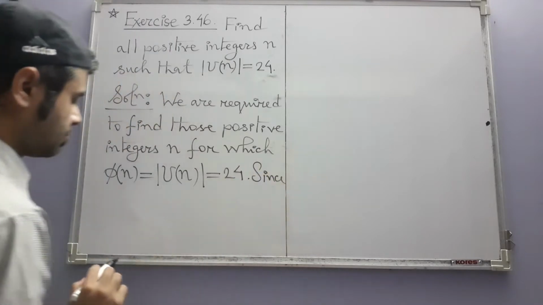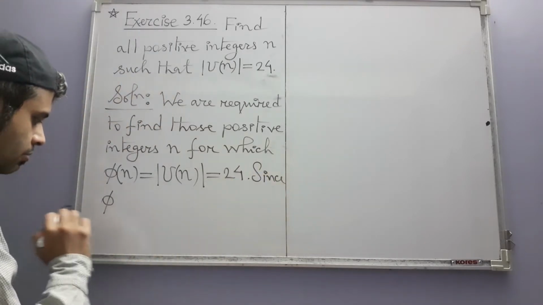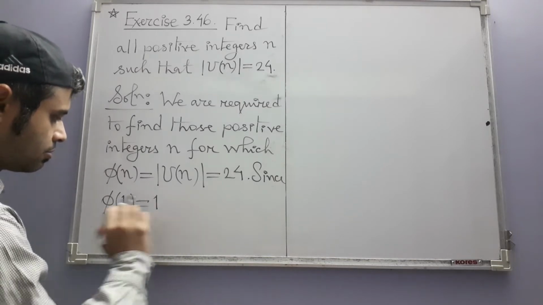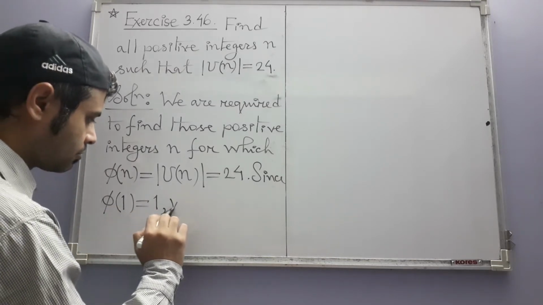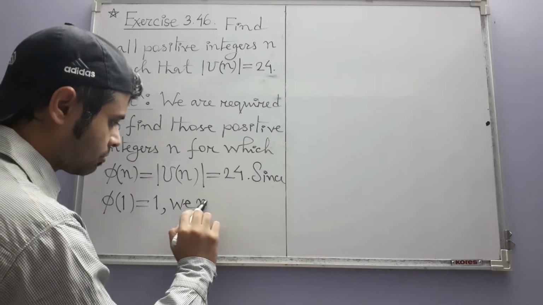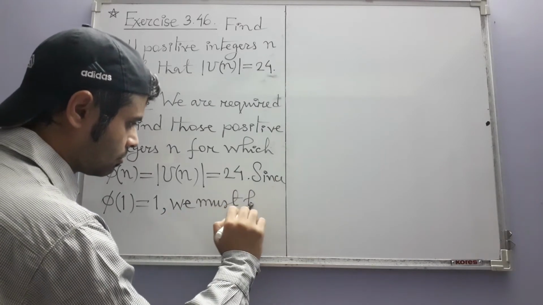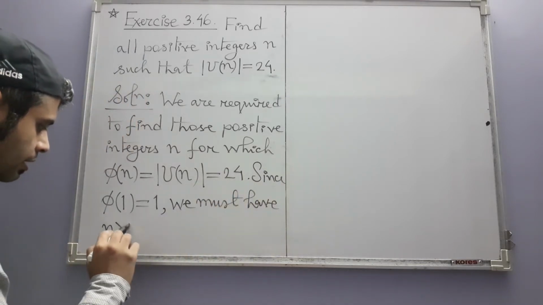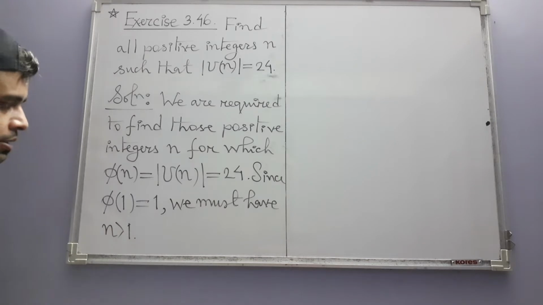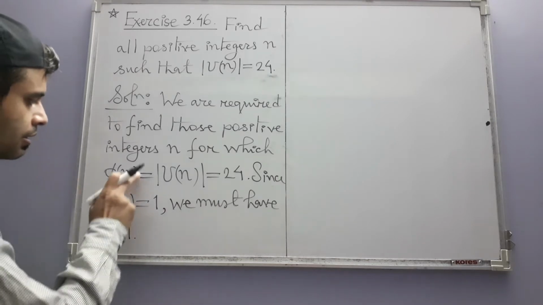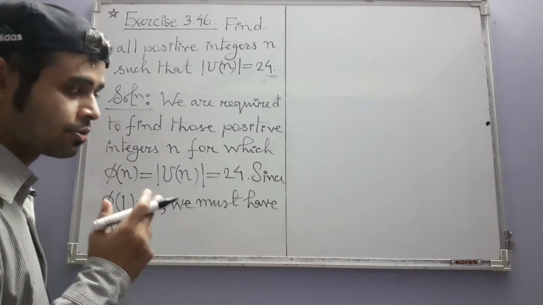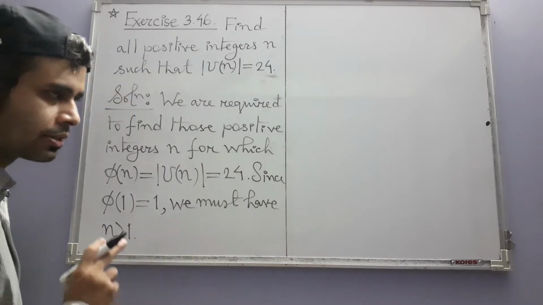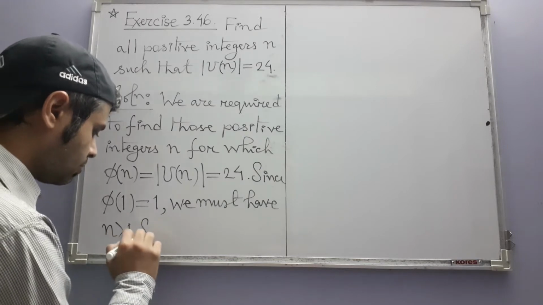Since phi of 1 by definition is 1, we must have n greater than 1, because n cannot be 1. If n is 1, then this must be 1. It is not 24. So that means n is a positive integer greater than 1.